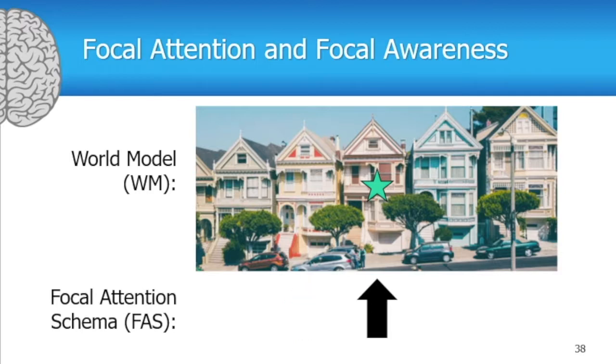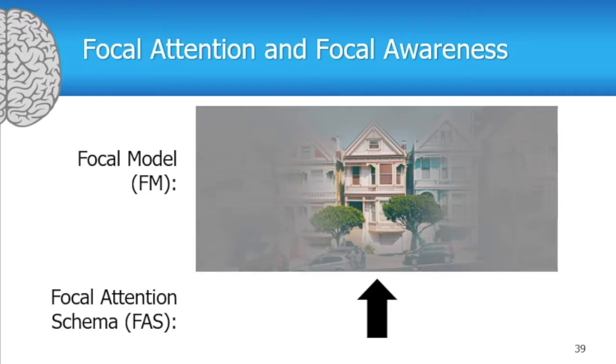Note that the world model did not change when we directed peripheral visual attention to different objects. The model that does change is the focal model. As peripheral visual attention was directed to the house on the right, and then to the house on the left, the focal model did change appropriately, revealing more information about the house to the right or to the left of the center house, respectively.